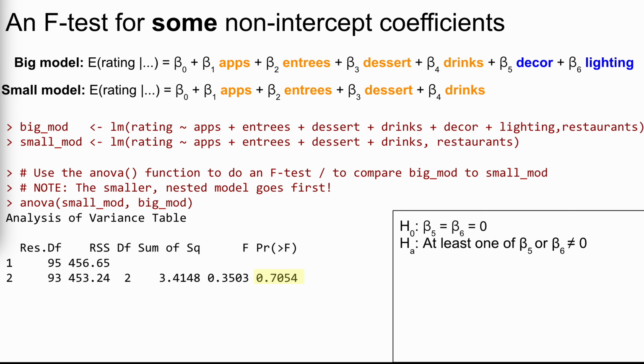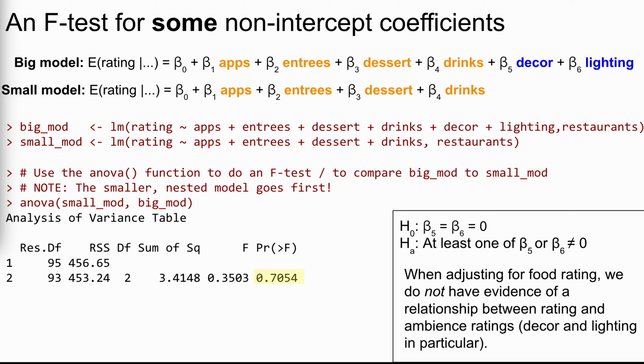Given how large this p-value is, when adjusting for food rating, we do not have evidence of a relationship between rating and ambiance ratings. That is, we don't have evidence of a relationship between how well a restaurant scores overall and its decor and lighting in particular. Or loosely speaking, ambiance doesn't tell us much about restaurant ratings on top of what's already explained by the food-related covariates.